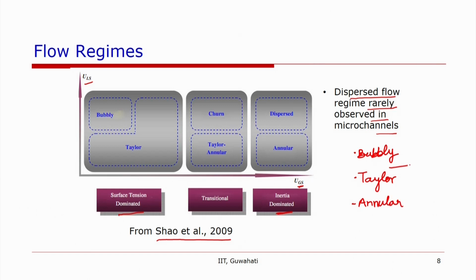And there are transition regimes between bubbly and Taylor flow regime. That transition can come from an increase in gas velocity, or from an increase in the liquid velocity. And there is a transition between Taylor and annular flow regime, which is basically with an increase in gas velocity.